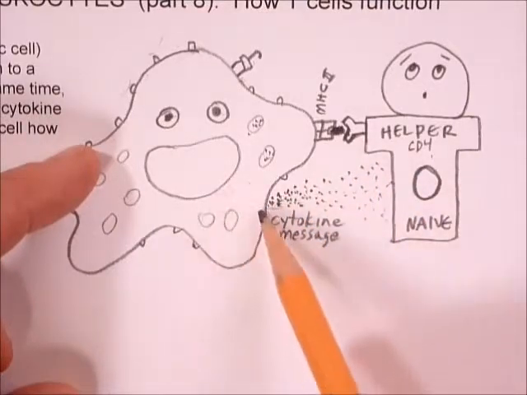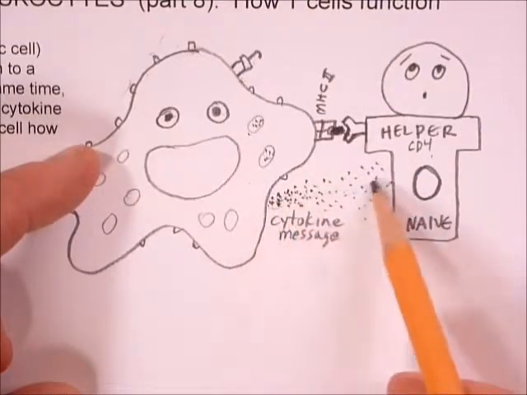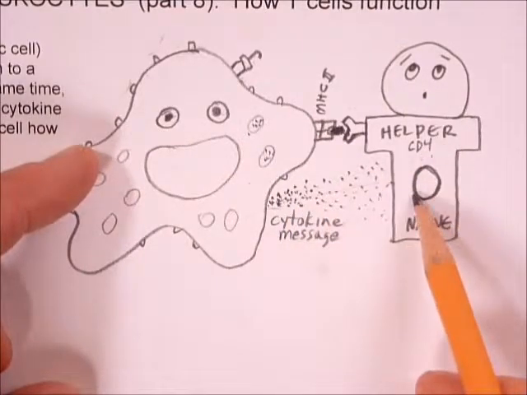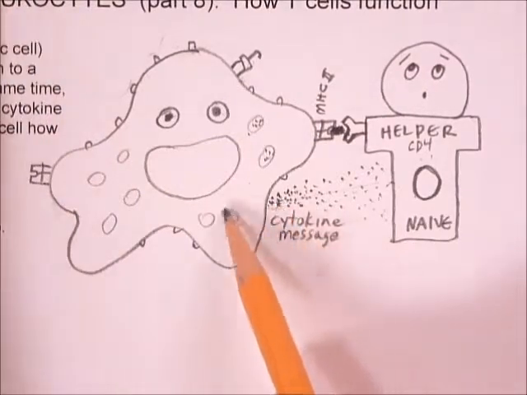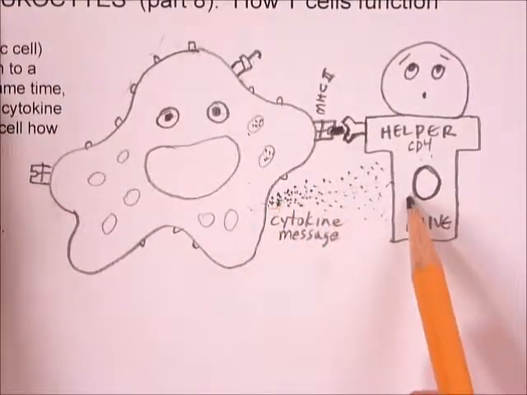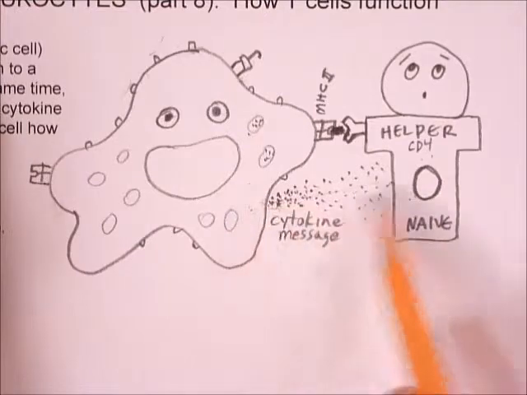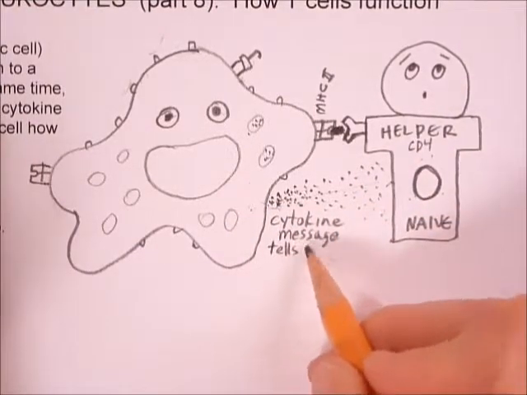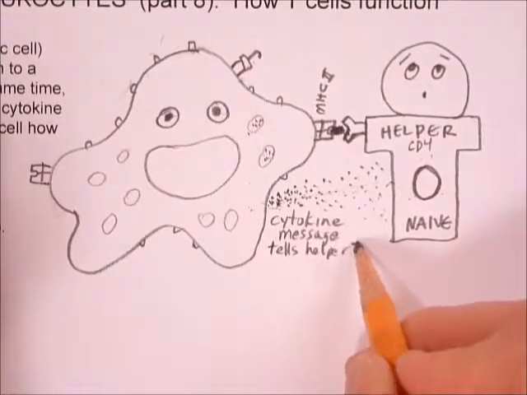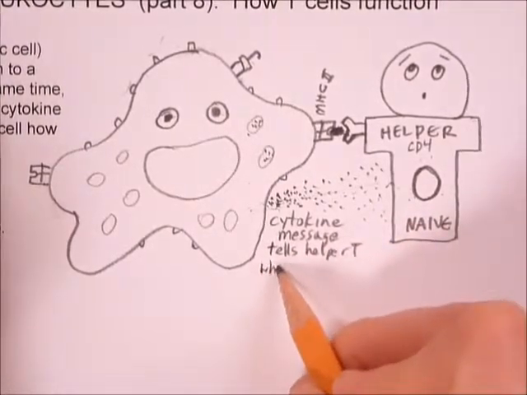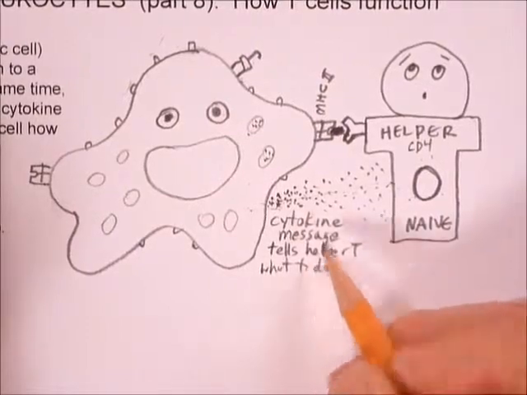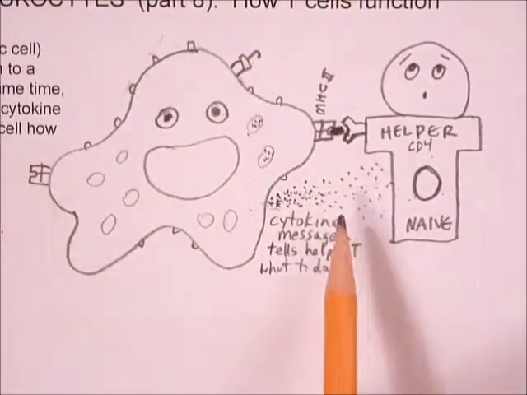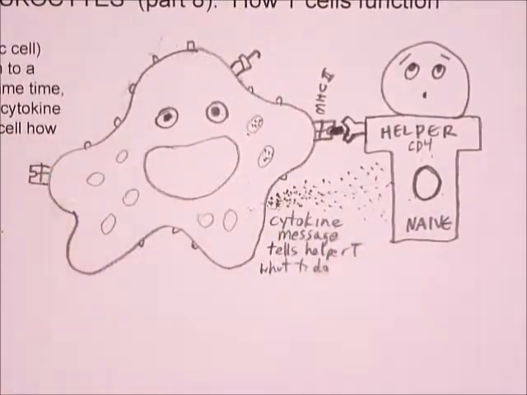Okay, so if it releases a certain type, it's going to cause the T cell to do something. If it releases a different type, the T cell will do something else. So it depends on the chemical message coming from the macrophage what this helper will do. Okay, we can put: tells helper T what to do. And that's what it says right here, that these cytokine messages will tell the T cell how to differentiate.